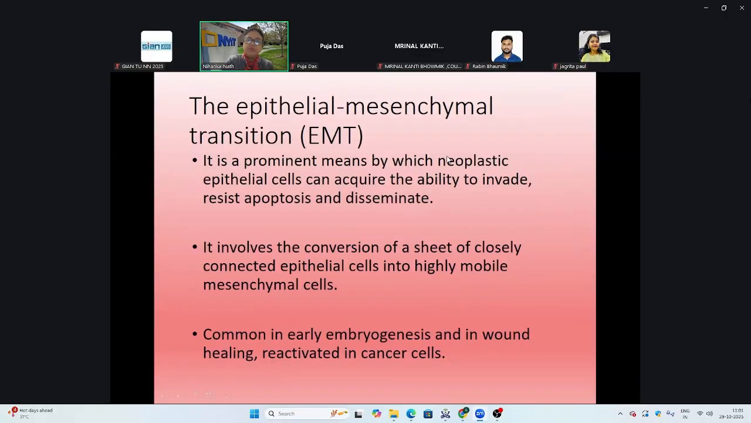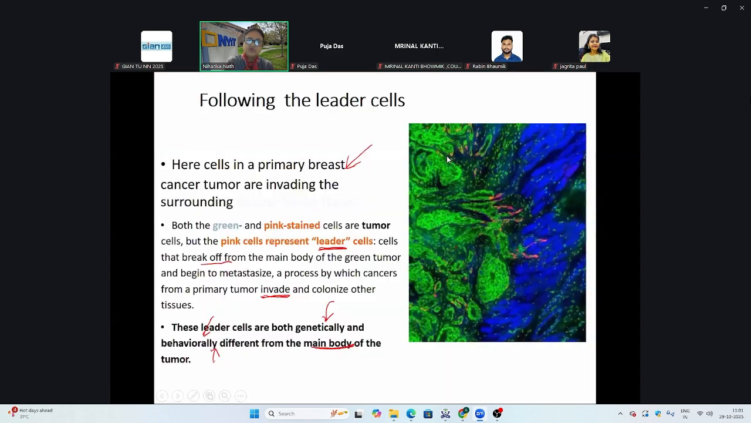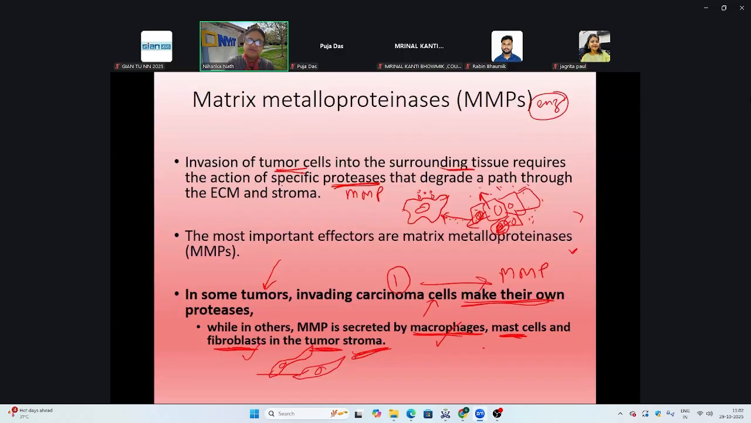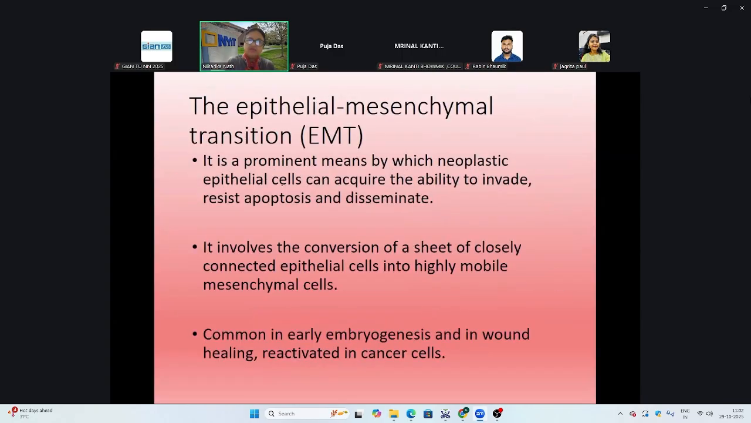Now we come to a part where, like I said, I'm going to go back a bit, and we're going to spend a little bit more time on this whole thing. There's just so much happening here. So in localized invasion, we still haven't left yet. In localized invasion, if the cancer cell is going to decide to leave and sneak through, it's not so easy.